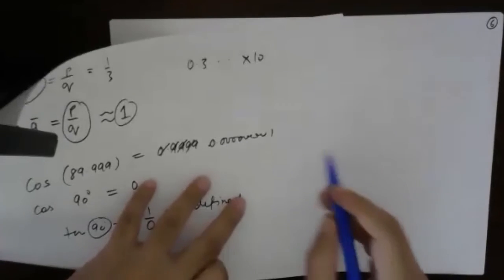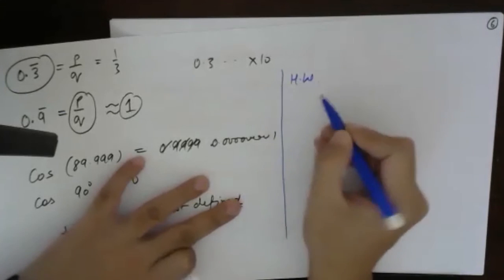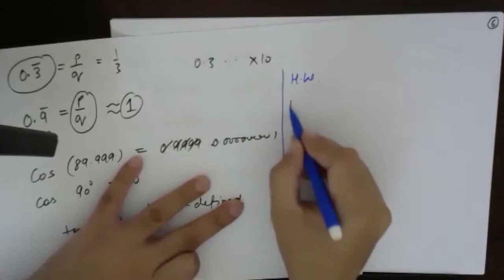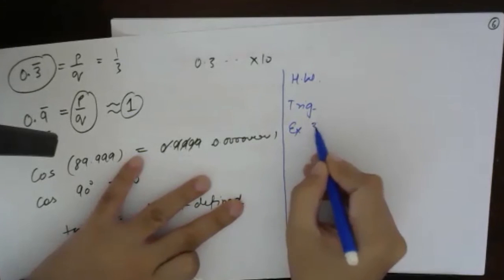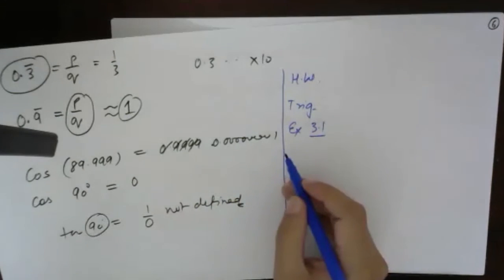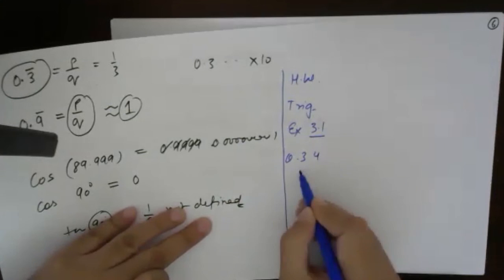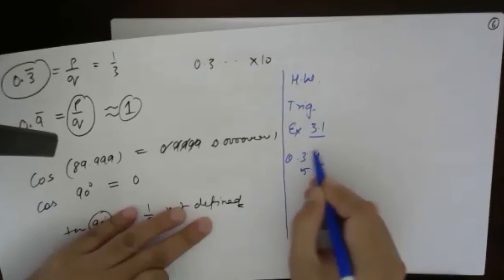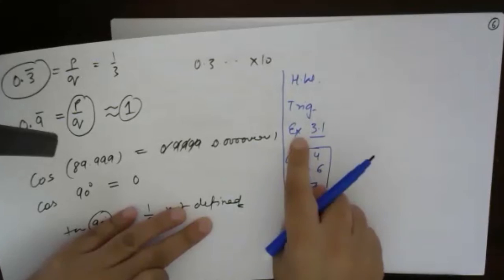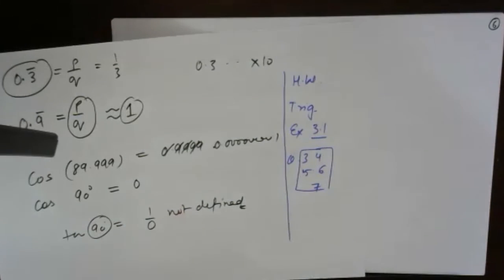Okay. So your homework for today is, first write homework. Homework for today is trigonometry exercise 3.1. Question number 3, 4, 5, 6, and 7. 5 questions is for your homework. Okay. This is your homework.